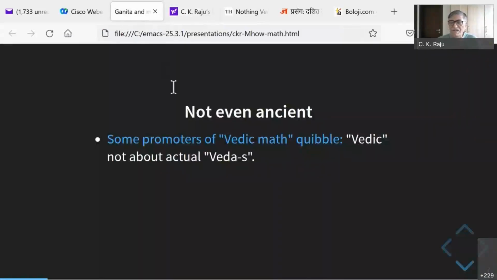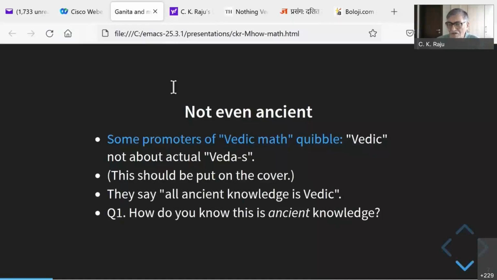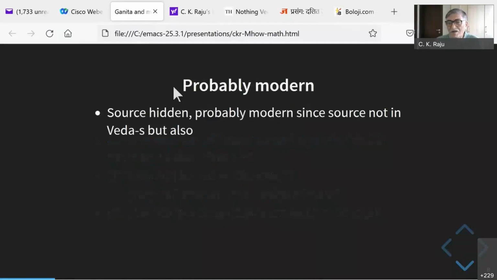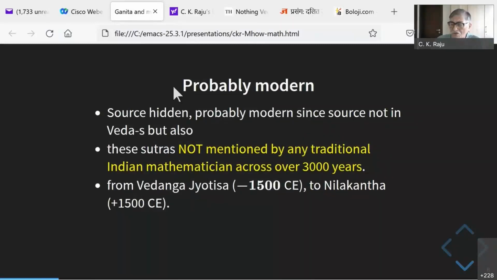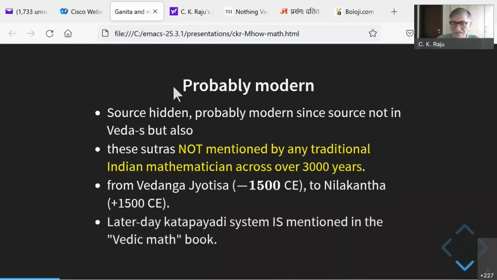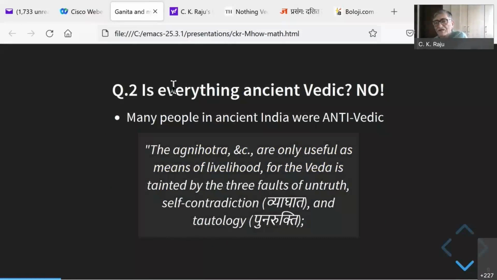And the point is that they say it is ancient. And they say it is not Vedic. We agree. It is not actually in the Ved, but this should be put on the cover. But how do you know it is ancient knowledge? You see, it's probably modern. Just now, Professor Mishra mentioned the Katapayadi system. So, you see, the point is not a single ancient source mentions Vedic mathematics across 3,000 years. No traditional Indian mathematician. And the Katapayadi system, which is of recent origin, is there. I mean, not so recent. It may be about 1,000 years old, but it is certainly not of Vedic times. So it's probably modern. And the other issue is that everything ancient is not Vedic.